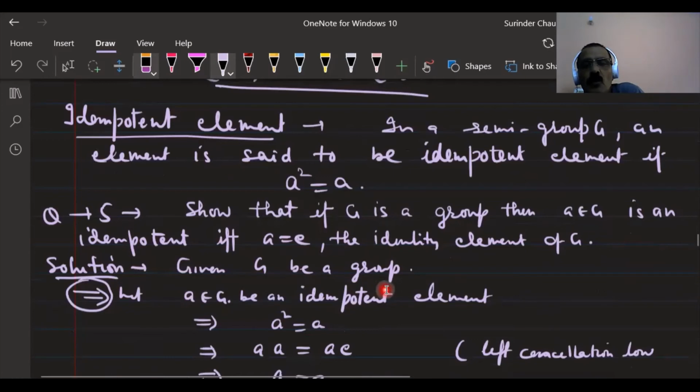Now the solution, the necessary part. G is a group, which implies a belonging to G is the idempotent element of G. In the necessary part, G is a semigroup, since closure and associativity hold true in it.